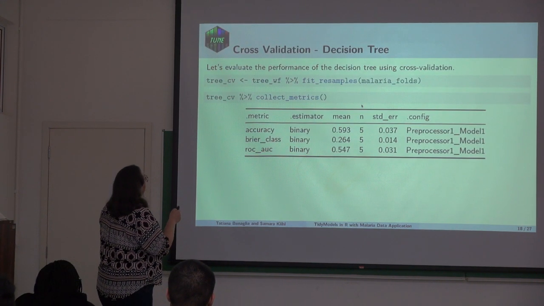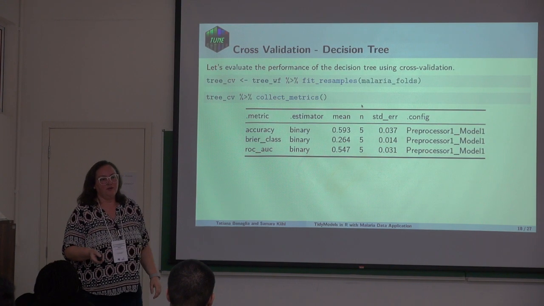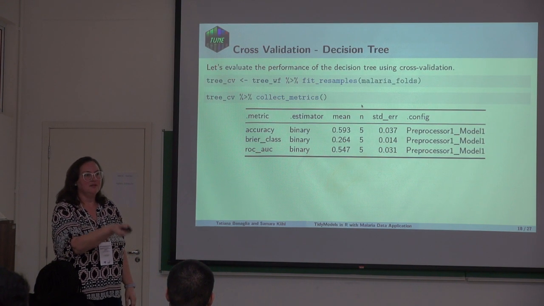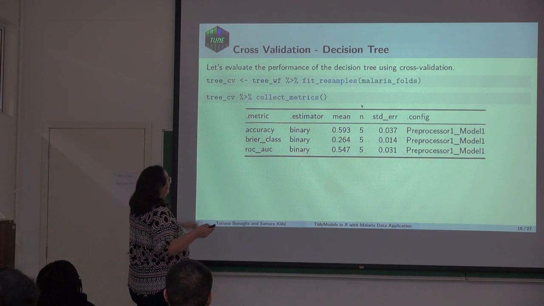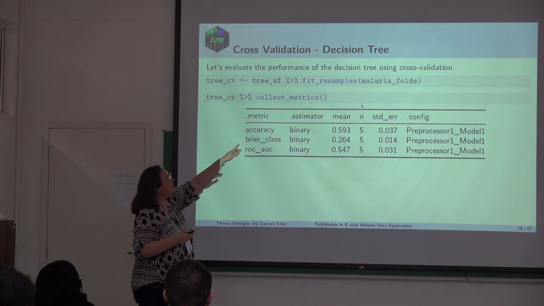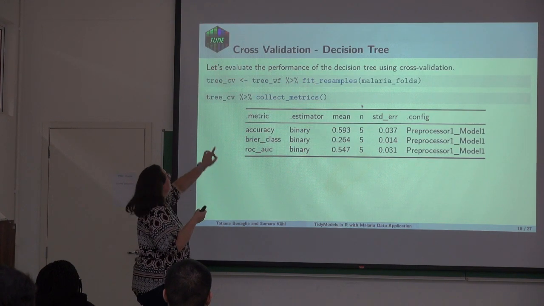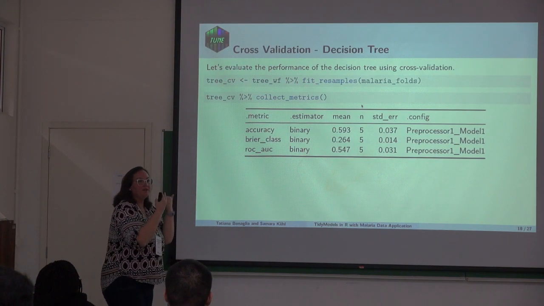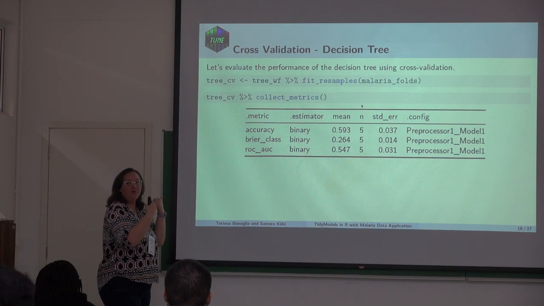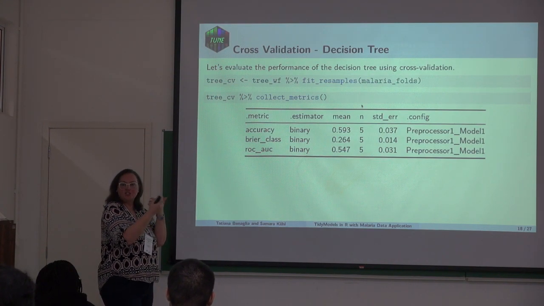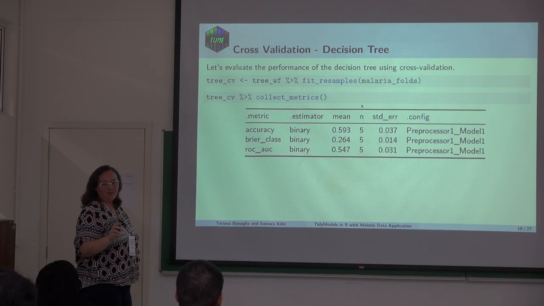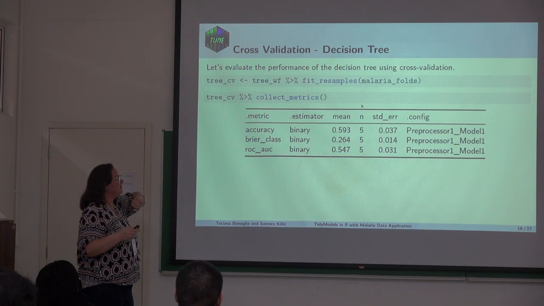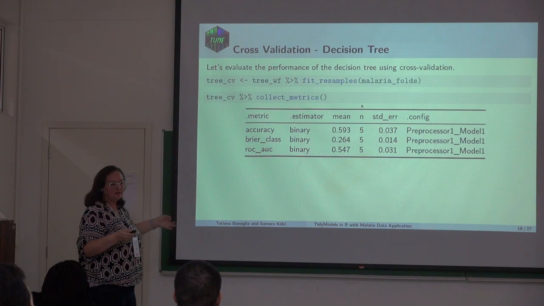Okay, so which one is better without using the test set? Cross-validation here again. I'm going to use fit_resamples again on the folds, but on top of which workflow? The tree workflow. So I just changed the workflow, right? And I collect_metrics the same, and I get the cross-validated metrics. So it's a little bit worse, right?